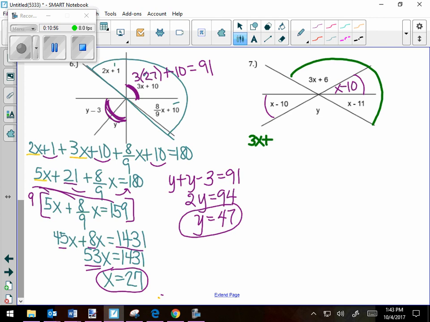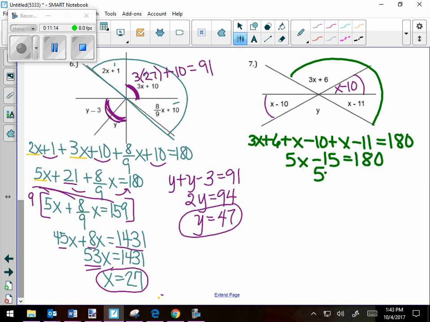3x plus 6 plus x minus 10 plus x minus 11 has to equal 180. And then I'm going to solve that equation. And I end up with an x value of 39. Once I know that x is 39, if I go back to look and see how the x and y's are related, this angle and this angle are equal to each other because they're vertical angles.